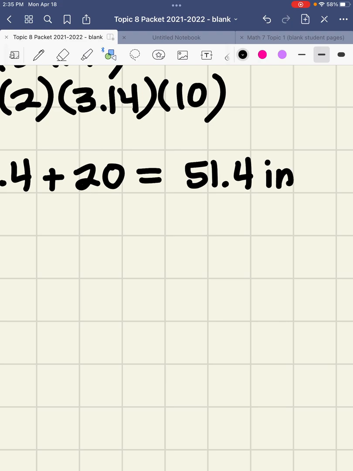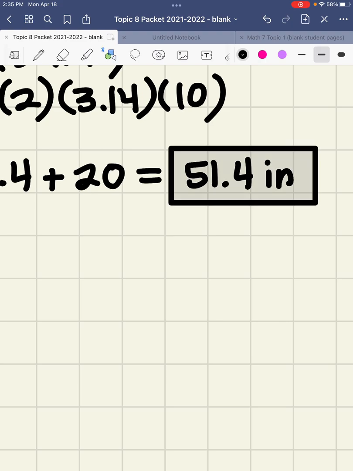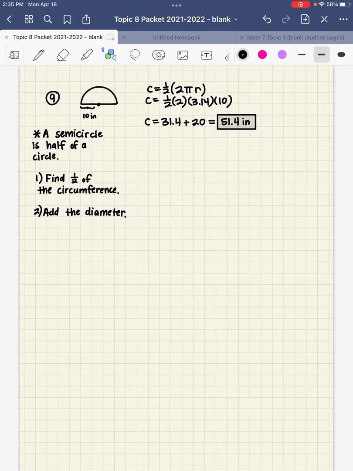I didn't realize that this one would be exactly the same as the pizza problem, but now you have a better understanding of how to find the circumference of a semicircle. That is the end of this mini lesson. Y'all have a good day.